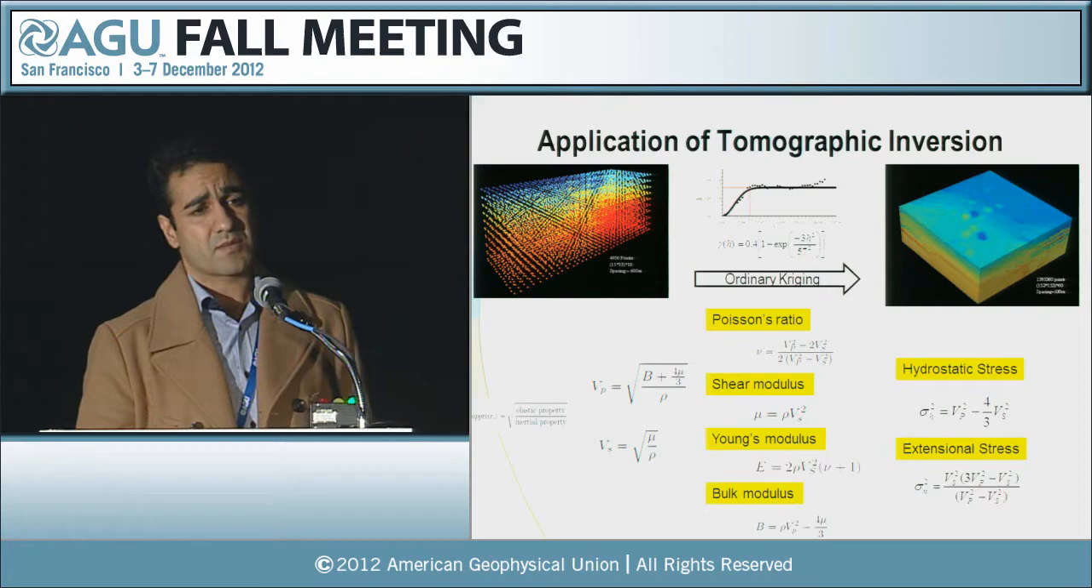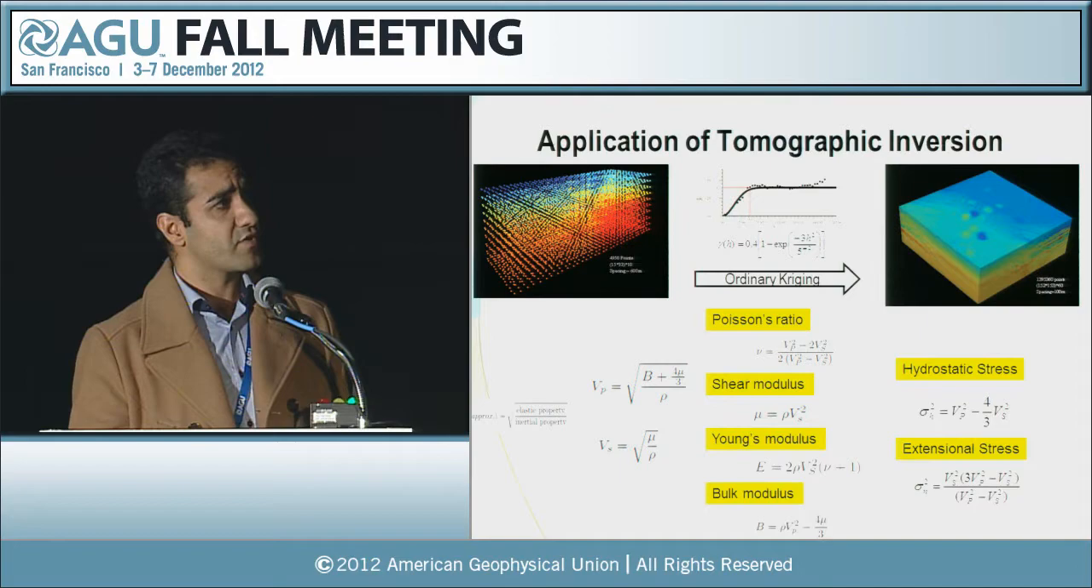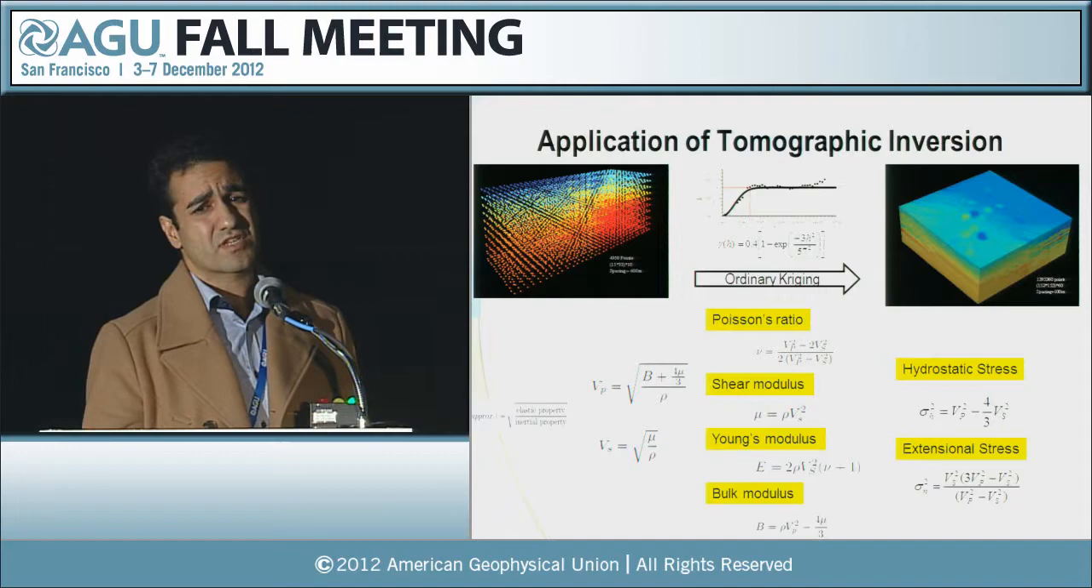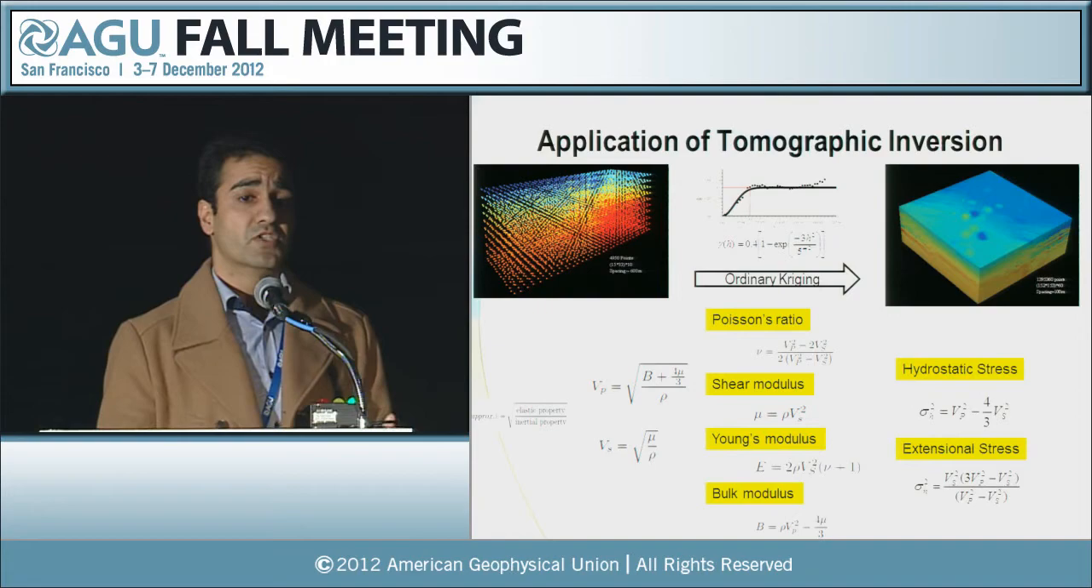We fit the Gaussian variogram to this data, and after fitting it, we can use ordinary kriging or simulation or other techniques to find the enhanced resolution, or to better word it, smooth velocity models. And using these smooth velocity models, we can come back to the petrophysical science when they have the sonic logs or when they have other logs.